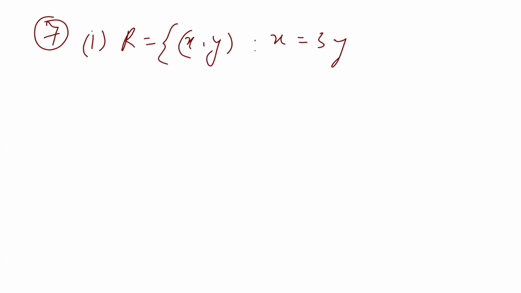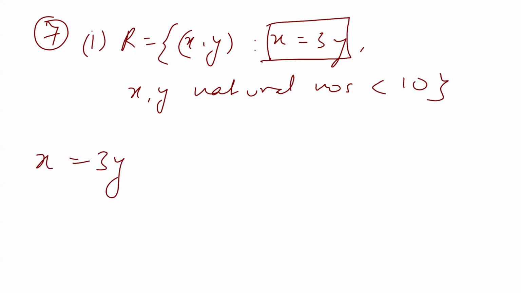Seventh question. Write the domain and range of the following relation. So the relation is given to us. I'll just write that particular problem for you. X comma y such that x is equal to 3y and x and y are natural numbers less than 10. Okay. So now x is dependent on y. X is equal to 3y.